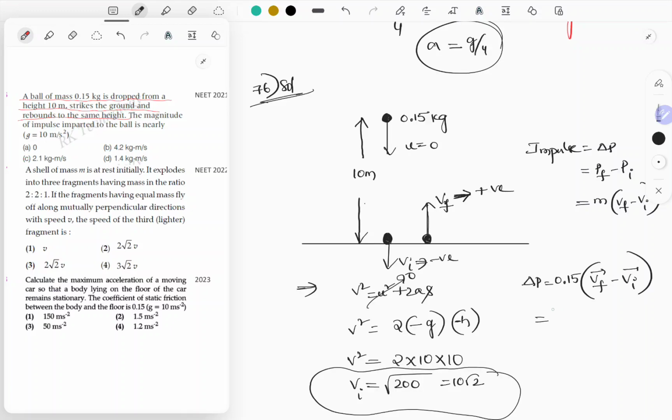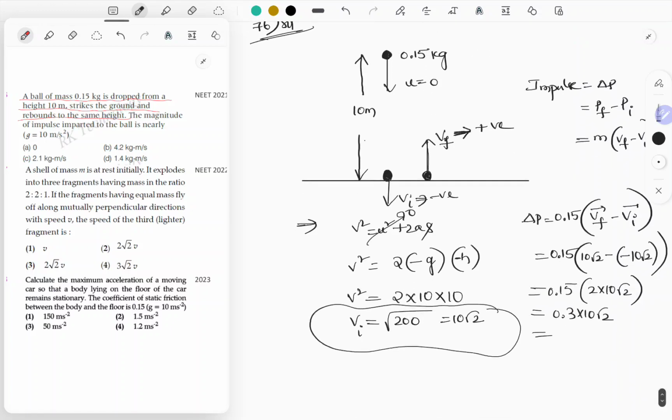Velocity is a vector quantity, you must represent it with direction. Final velocity is 10 root 2. Initial velocity: it hits the ground in the downward direction, that's why I am taking it as minus 10 root 2. So finally it is going to be 0.15 into 2 times 10 root 2, which is 0.3 into 10 root 2, which is equal to 3 root 2.